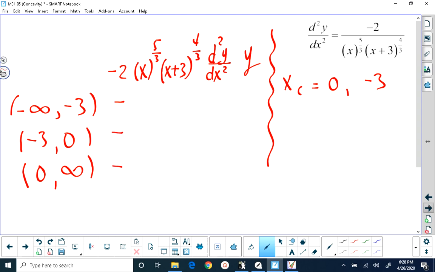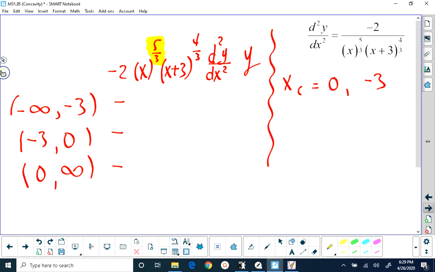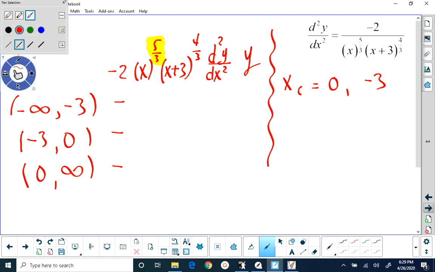-2 is negative everywhere. Now, x raised to the 5/3, we want to be very careful with this one. 5/3 is an odd exponent. And what that means is if x is negative and you take a negative raised to the 5 and then take the cube root, you'll get a negative. If x is positive, when you raise it to the 5 and take the cube root, it will be positive. My point is merely that if x is negative, x to the 5/3 is negative. If x is positive, x to the 5/3 is positive.